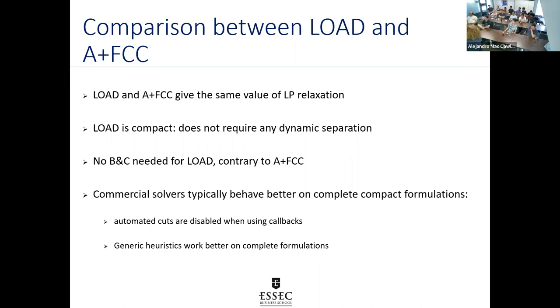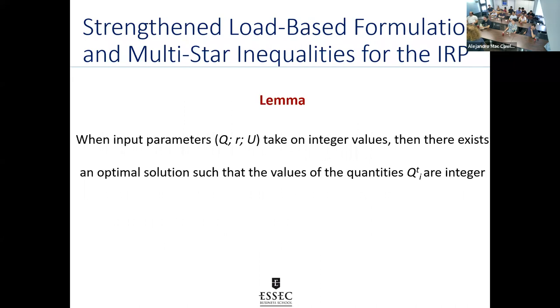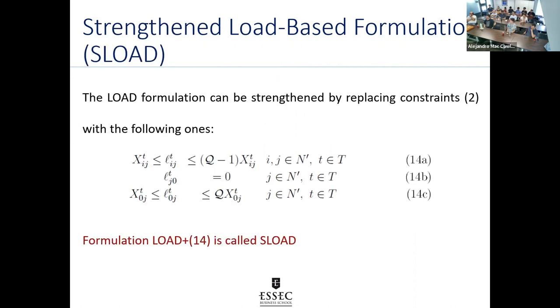So this was the first result that we obtained. Then we continued by looking at strengthening. What you can do is strengthen this capacity constraint, both for the compact and for the exponential size formulation. The first observation is that when all the parameters in the IRP, that is demand, production rate, capacity of vehicles, and maximum inventory level, are integer, then you always obtain an optimal solution in which the values of the variables are integer as well. This is quite easy. But then, you can strengthen the capacity constraint by imposing that if you visit a customer, in practice, you deliver at least one unit.